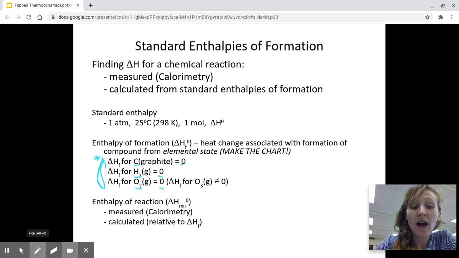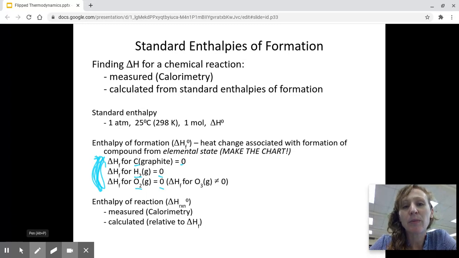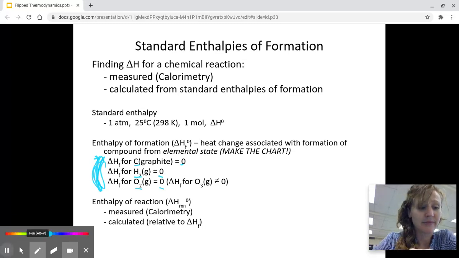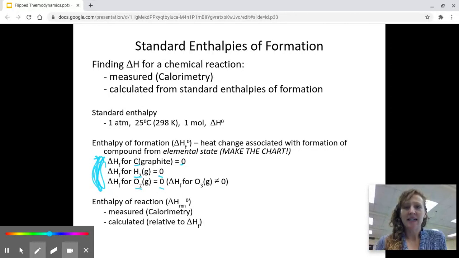So why are they all 0? Why are the enthalpy of formation 0? Because remember, the enthalpy of formation is a reaction that goes from the elemental form to your product. Well, these things are in the elemental form already. So there's no energy that has to be put in or taken out in order to change them into their elemental form. They're already there, and so it's just going to be 0.